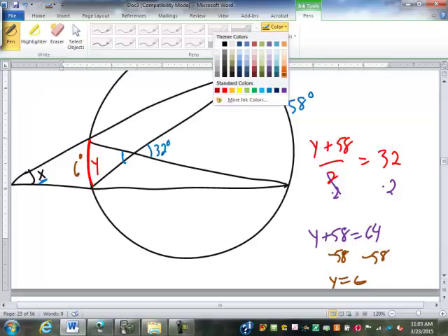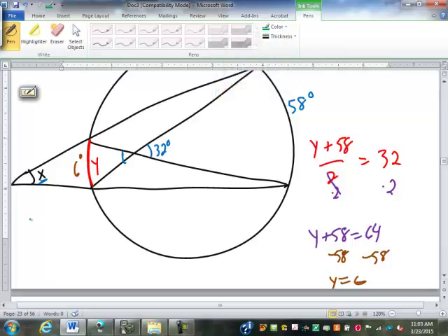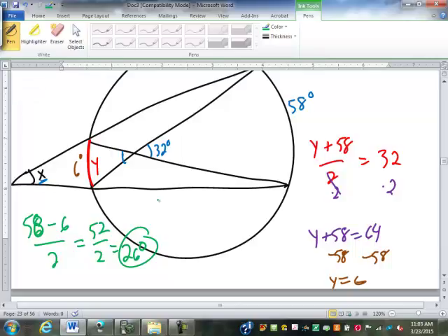Then what? Well, we can find X because it'll be 58 minus 6 divided by 2. Oops, 58 minus 6, which is 52 divided by 2, or 26 degrees. How many of you had that? Okay. You'd seen how to do it, though? Okay. That one's kind of a tricky one. Lots of fun.